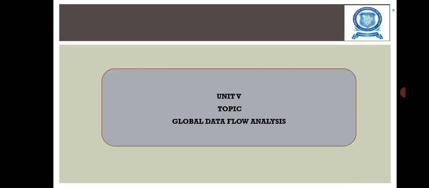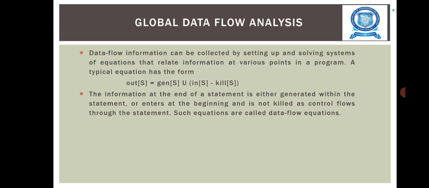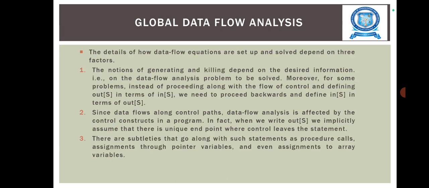Unit 5, Topic: Global Data Flow Analysis. Data flow information can be collected by setting up and solving systems of equations that relate information at various points in a program. A typical equation has the form out[S] = gen[S] ∪ (in[S] − kill[S]). The information at the end of a statement is either generated within the statement or enters at the beginning and is not killed as control flows through the statement. Such equations are called data flow equations.